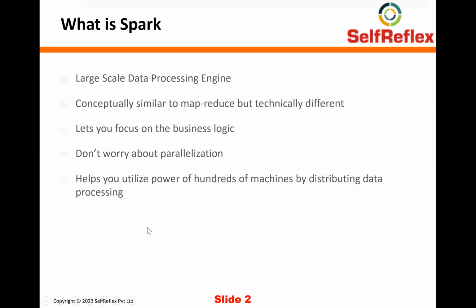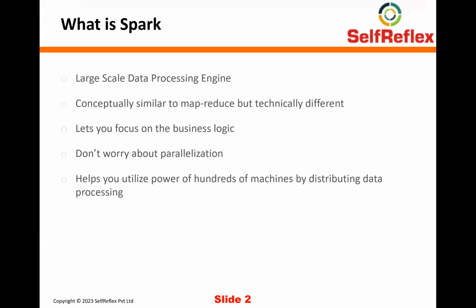So Spark, as per the definition, is a large-scale data processing engine. Basically, it's a framework that helps you process huge amounts of data with ease. It's conceptually very similar to MapReduce. If you are familiar with MapReduce, you will be very easily able to connect with Spark. But technically, it is different. It is much better than MapReduce in terms of performance. We will look at how it is better than MapReduce in terms of performance. But from a use case point of view, both MapReduce and Spark are built for helping process large amounts of data.